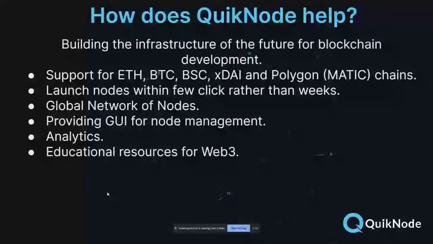QuickNode has a global network of very powerful nodes. Whenever you launch a new node using the QuickNode API, it fetches the data from that powerful network. QuickNode also provides a GUI for your node management, where you can see metrics and your billing information, and where you can set security parameters for your node.